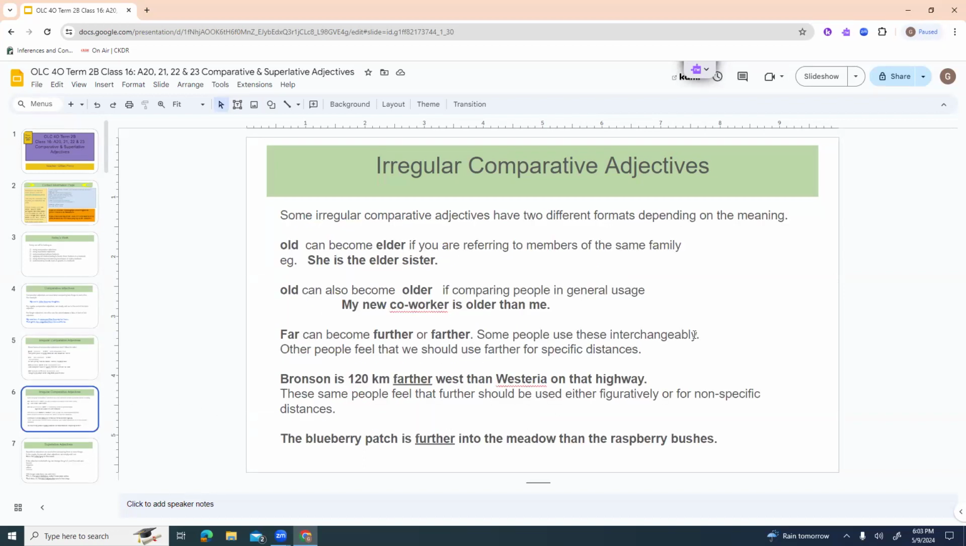Now, there are some irregular comparative adjectives that have two different formats depending on the meaning you're trying to get across. So, old can become elder in its comparative format if you're referring to members of the same family. She is the elder sister. So she might not be old, right? You could be talking about somebody who's 8, but she's the elder sister compared to the 6-year-old.